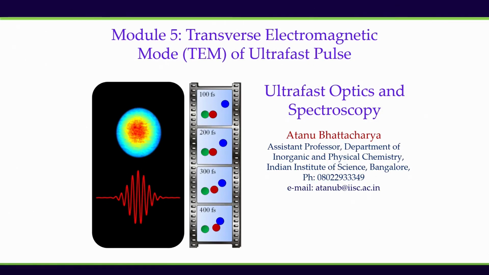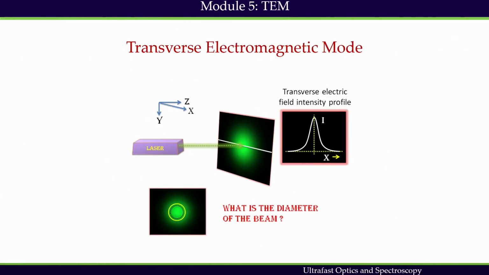Welcome to module 5 of the course Ultrafast Optics and Spectroscopy. In this module, we'll study transverse electromagnetic mode of ultrafast laser. Often in ultrafast laser spectroscopy lab, we represent propagation of laser beam with a ray.